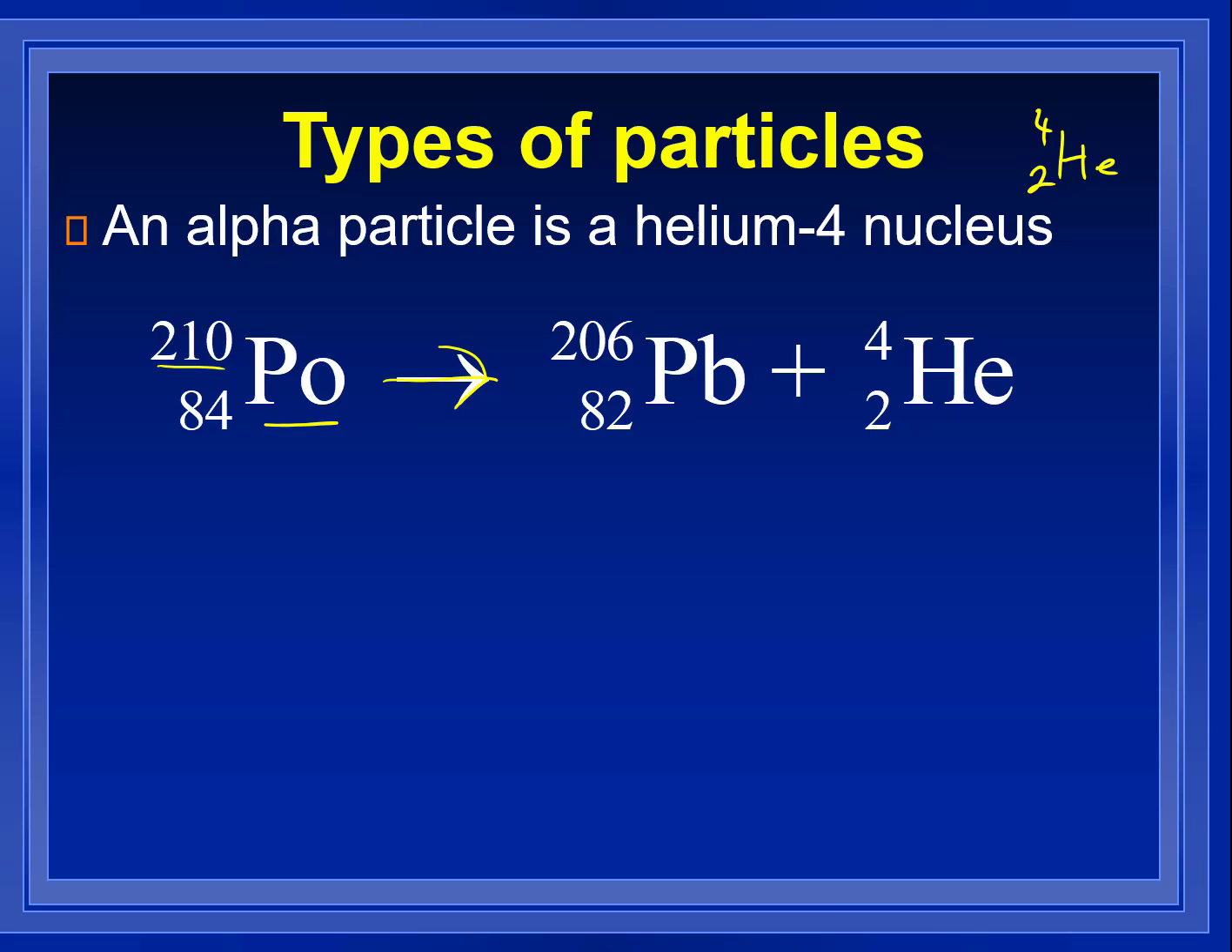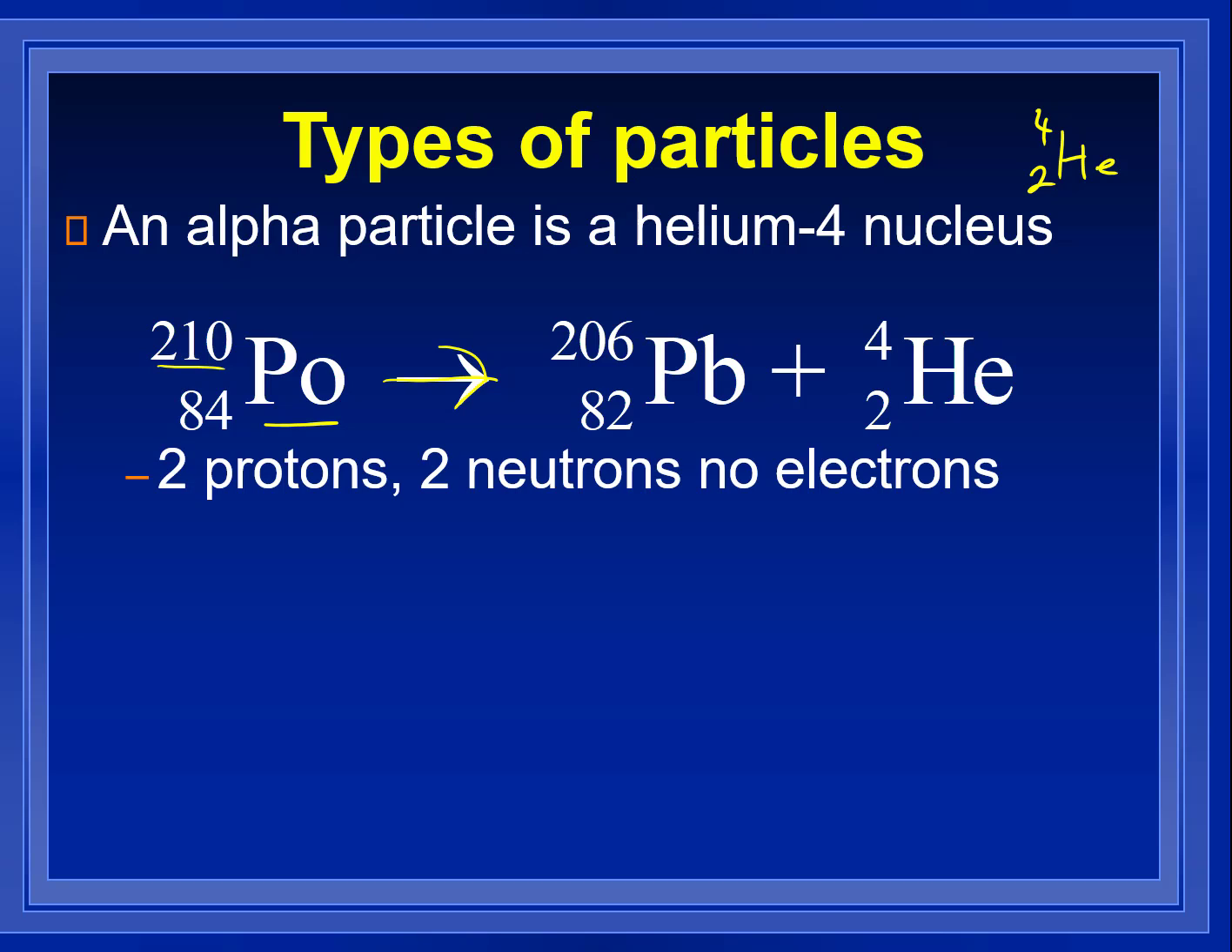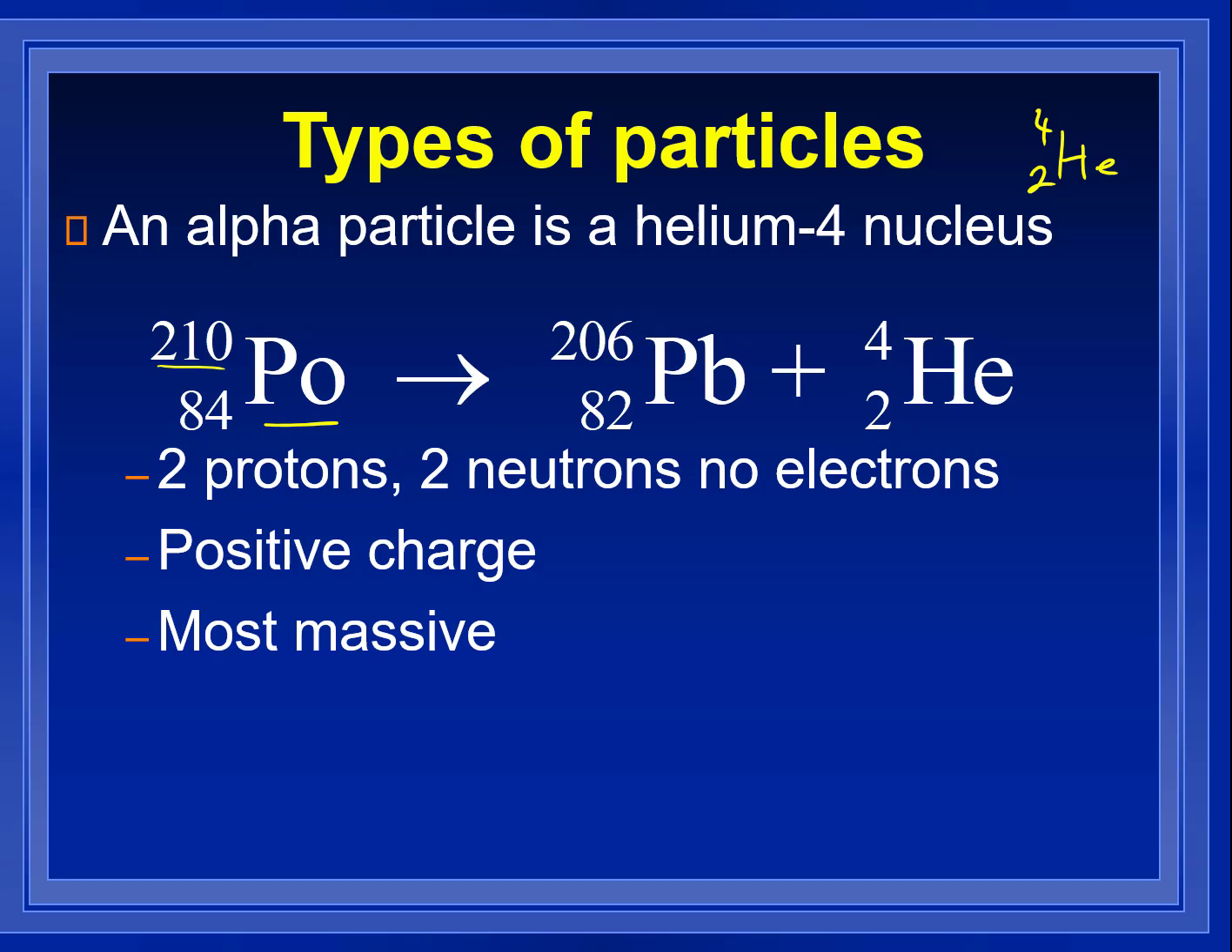So remember, our helium nucleus is 2 protons, 2 neutrons, no electrons. That's how you get a helium-4. And we want just the nucleus, because it's got to come out of the other nucleus. But because of those pieces, it's got a positive charge, and it's the most massive particle.